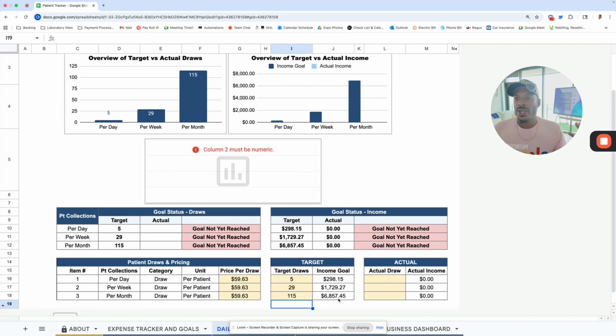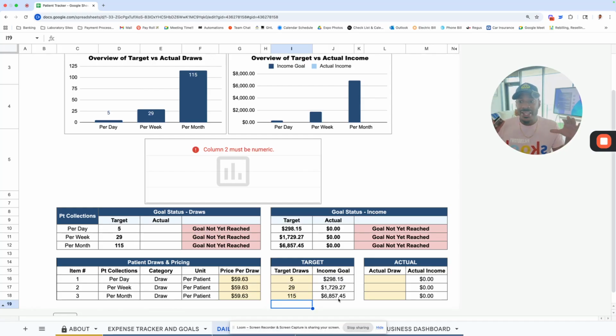So now, phlebotomists, we now know our numbers. We now know our target, all right? We now need to have this in our heads, that this is the amount of patients we need to see per day, per week, per month, so that we're able to hit our goals for our mobile phlebotomy business to be successful.